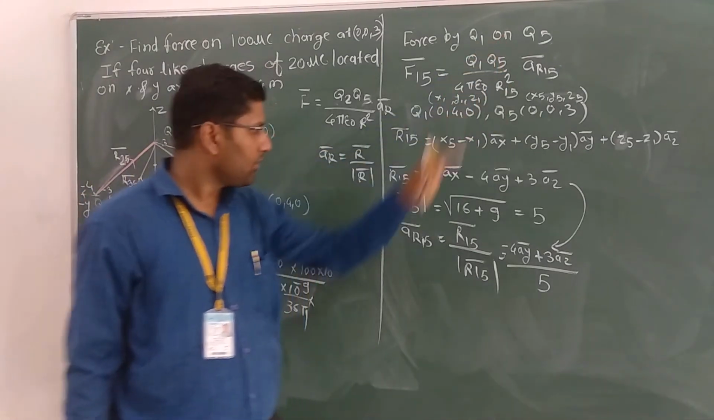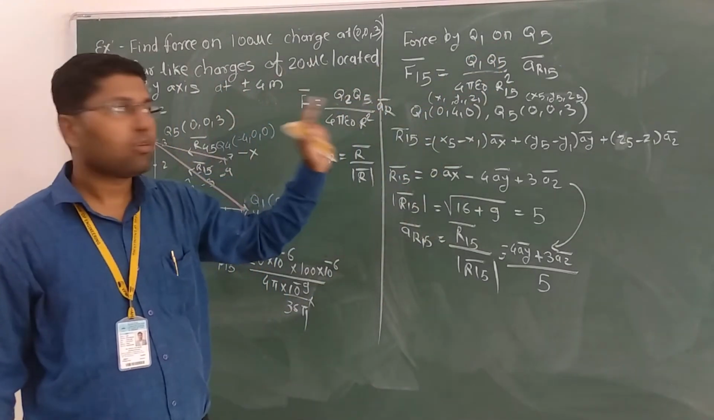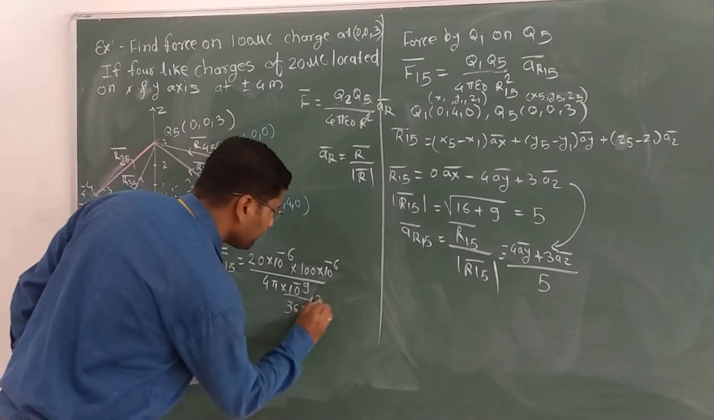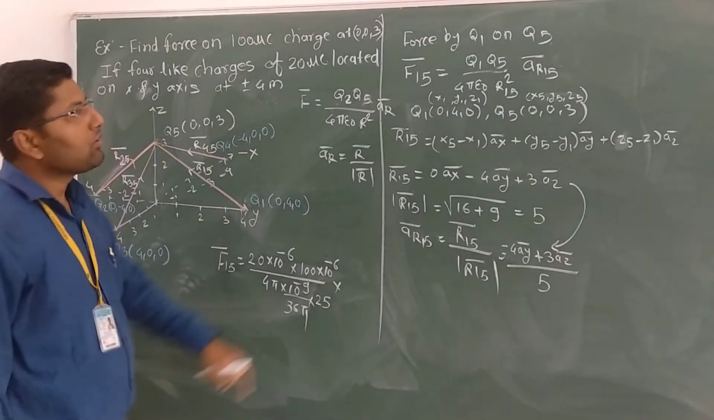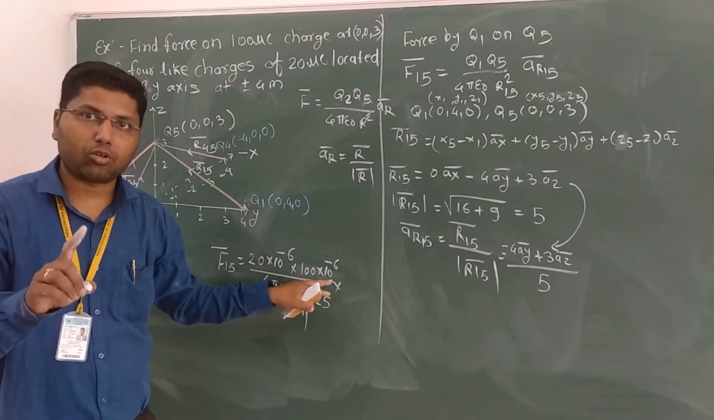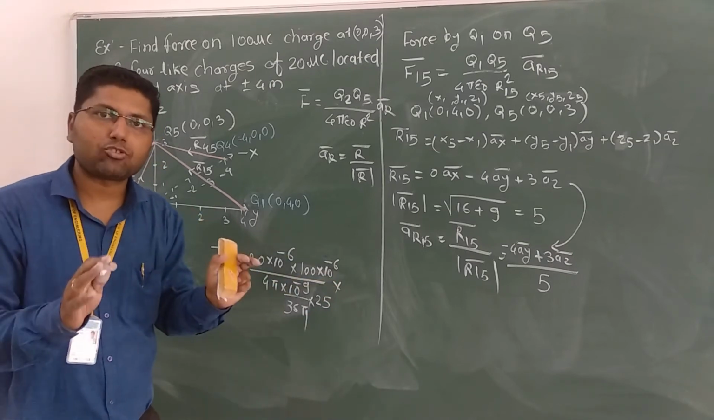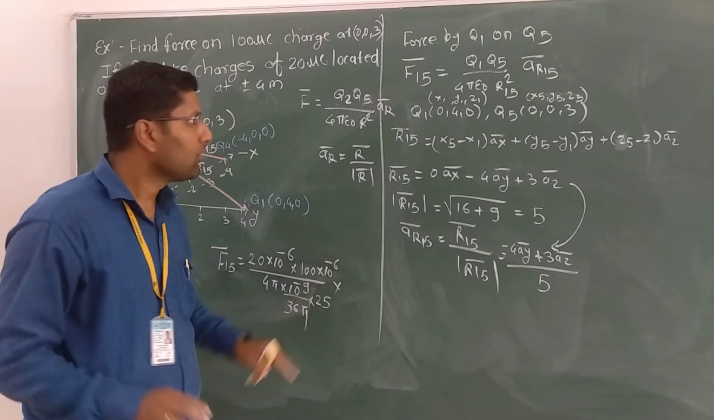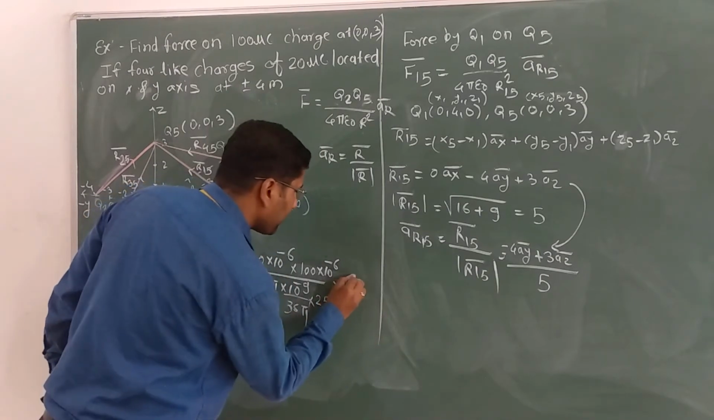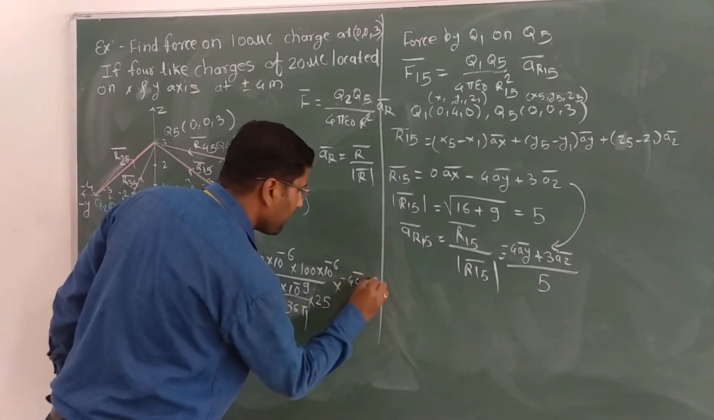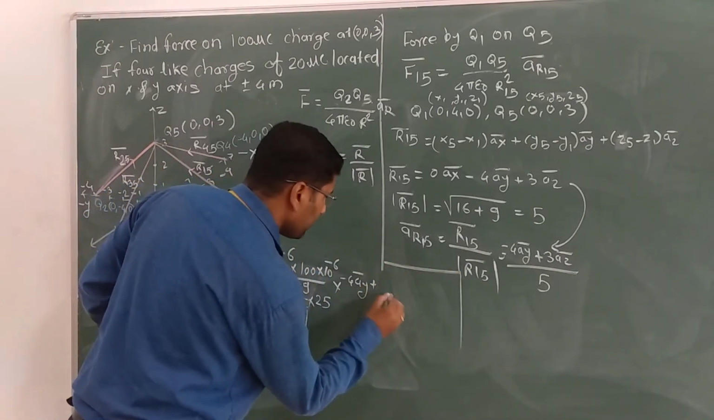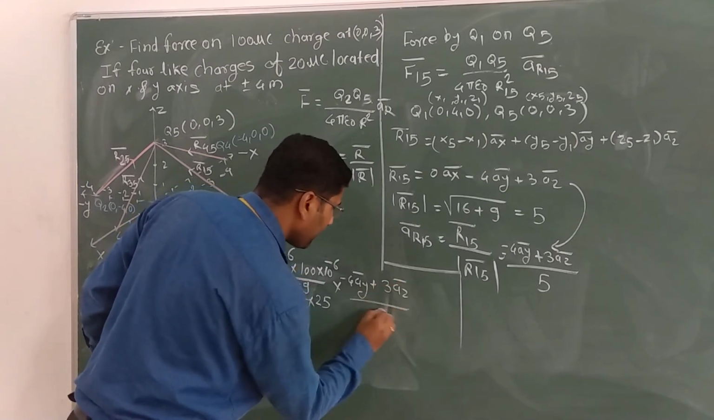What is the value of R15? R15 value is 5. R15 square is 25, into, now this AR15 bar. You just take this as a product, not a cross product. Okay, I am just showing the multiplication. I am not showing it as a cross product. Okay. Next, AR15 bar is here: minus 4 ay bar plus 3 az bar divided by 5.